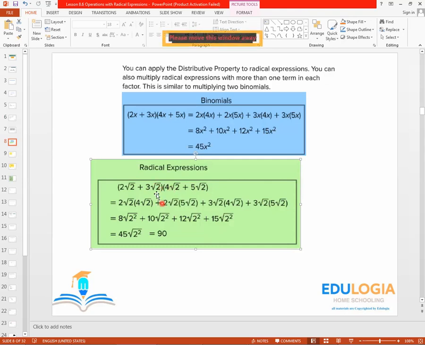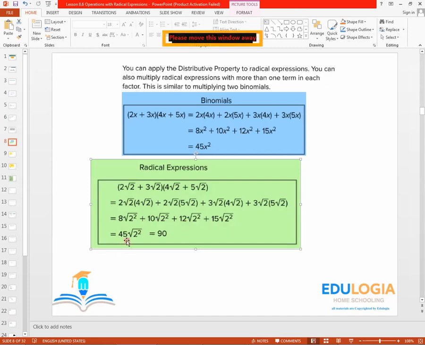Taking the middle, 3 times 4 and root 2 times root 2. 3 by 4 is 12. So it's 12 root 4. Taking the extremes, multiplying first 2 root 2 by last 5 root 2, it's 10 root 4. So all you have now is 15 plus 12 plus 10 plus 8.